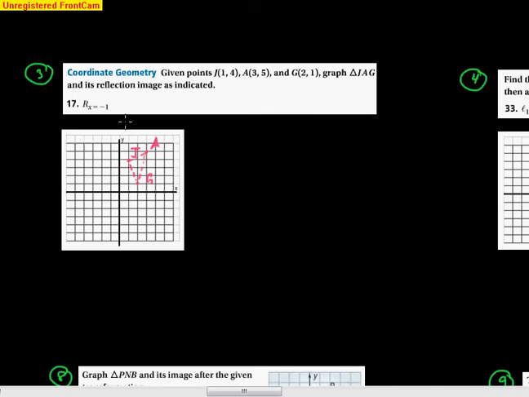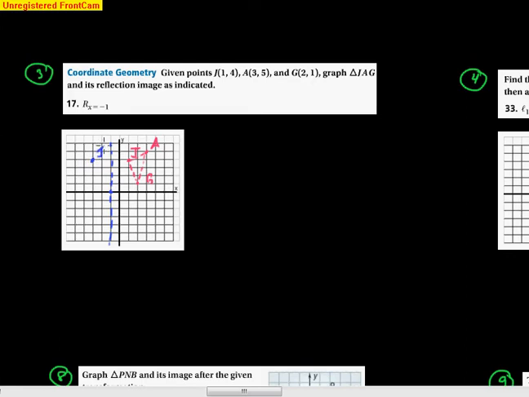And I'm going to reflect it over the line x equals -1. So what I do is I go to where x is -1. I put a dot. This is going to be a vertical line. So what I do is I count horizontally from each of my vertices to the line. So J is 1, 2 to the left. So I keep going. 1, 2 to the left.